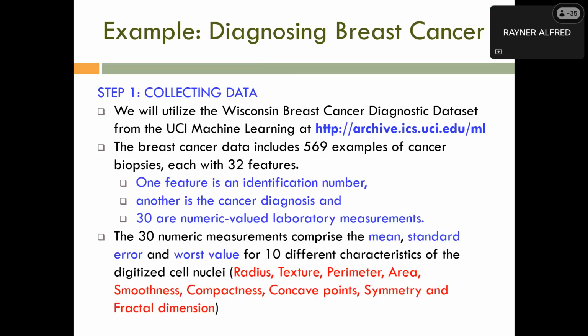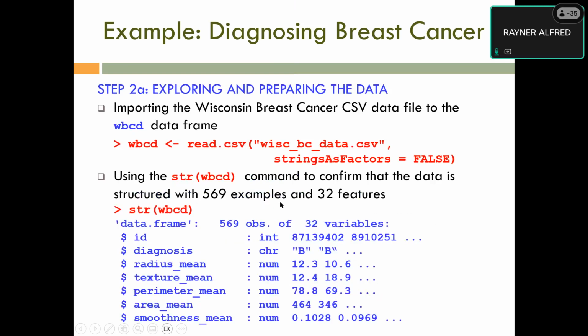For this one, we are utilizing the Wisconsin breast cancer diagnostic dataset. So we have 569 examples, and then we have 32 features. The idea here is that we will read all the examples that we have, and we have 32 features.